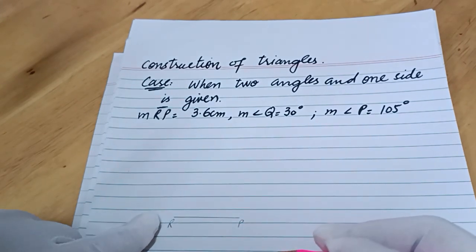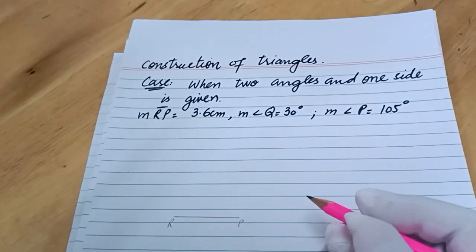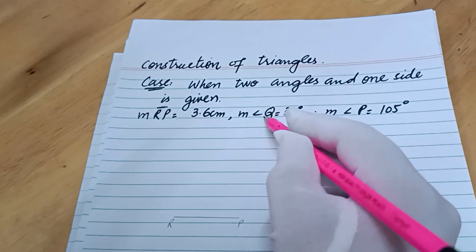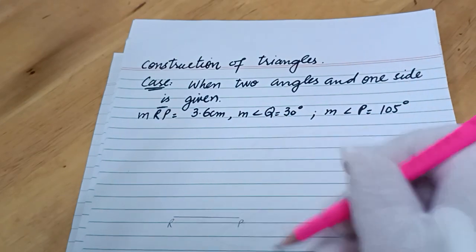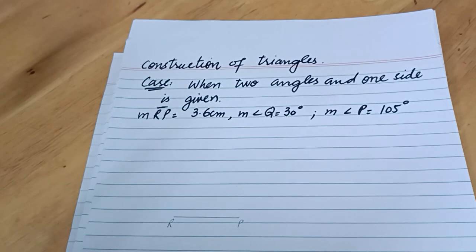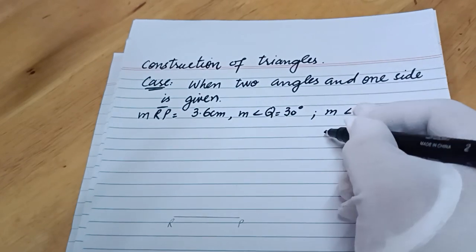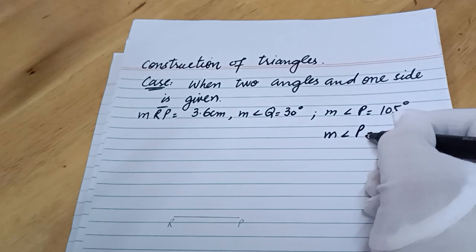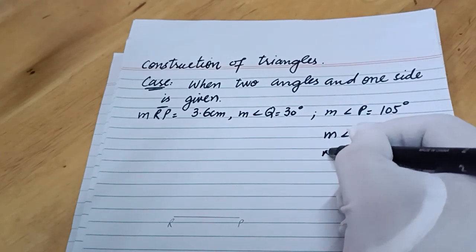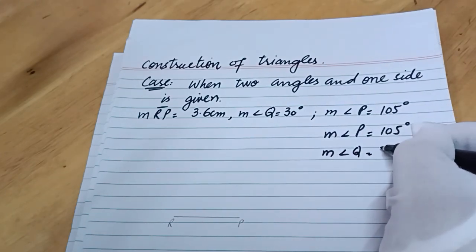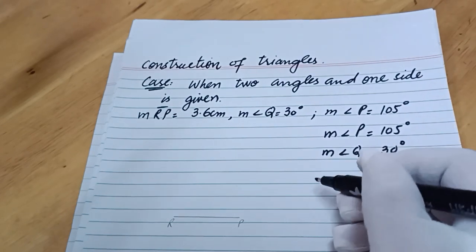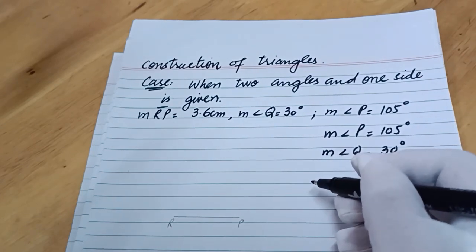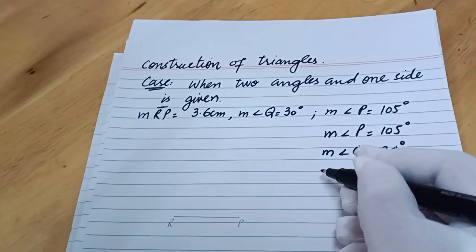Now on R you can draw an angle, on P you can draw an angle on both sides. But the problem is here that measurement angle Q given, measurement angle P given. You must find out the third angle. You know that measurement angle P is 105. Measurement angle Q is 30 degree. Now you know that the sum of three angles in a triangle always equals to 180 degree.